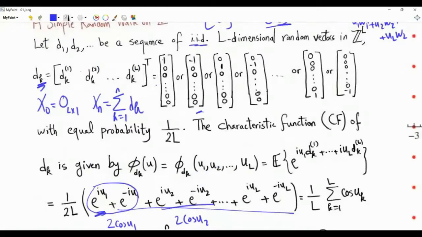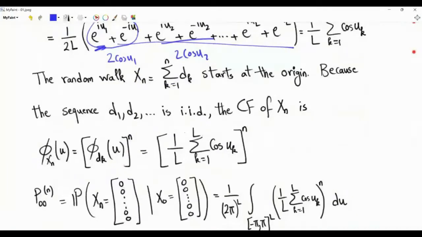Again, the steps are IID. In our current position, at each time instant, we add a new step, which can be one of those 2L possibilities, each of them occurring with the same probability 1/2L. Because the steps are independent and identically distributed, we can, in a straightforward way, obtain the characteristic function of our random walk x_n. Because those are IID, the characteristic function of x_n is simply the characteristic function of one of those steps raised to the power n. And so this is the characteristic function.